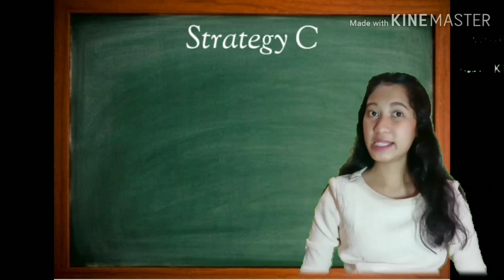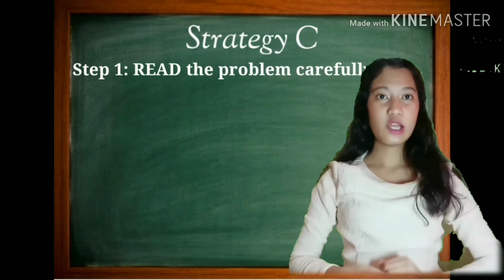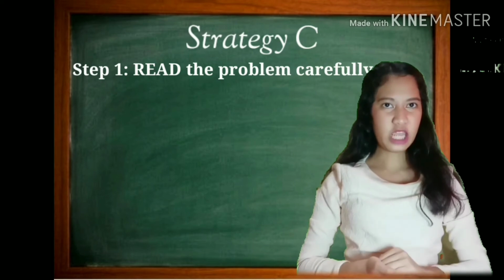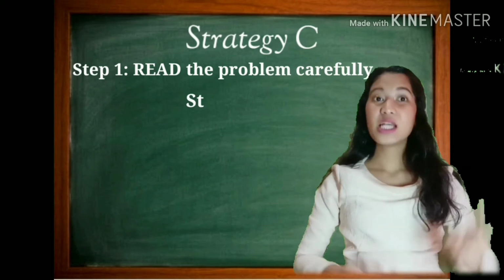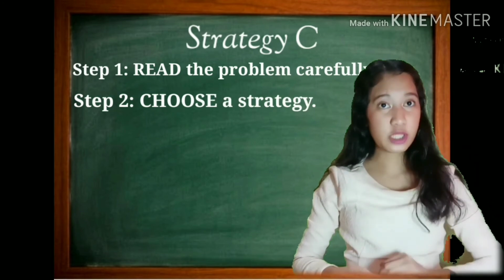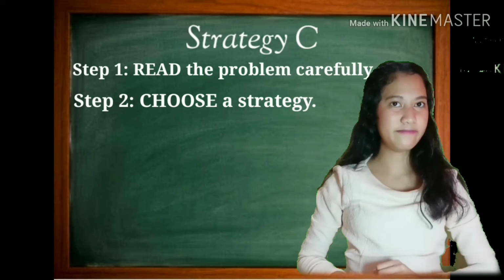So now let's proceed to the last strategy, which is Strategy C. Here are its steps. Step 1. Read the problem carefully. We must read the problem carefully in order to analyze what problem we need to solve. Step 2. You need to choose a strategy that you think is very effective to solve the problem.